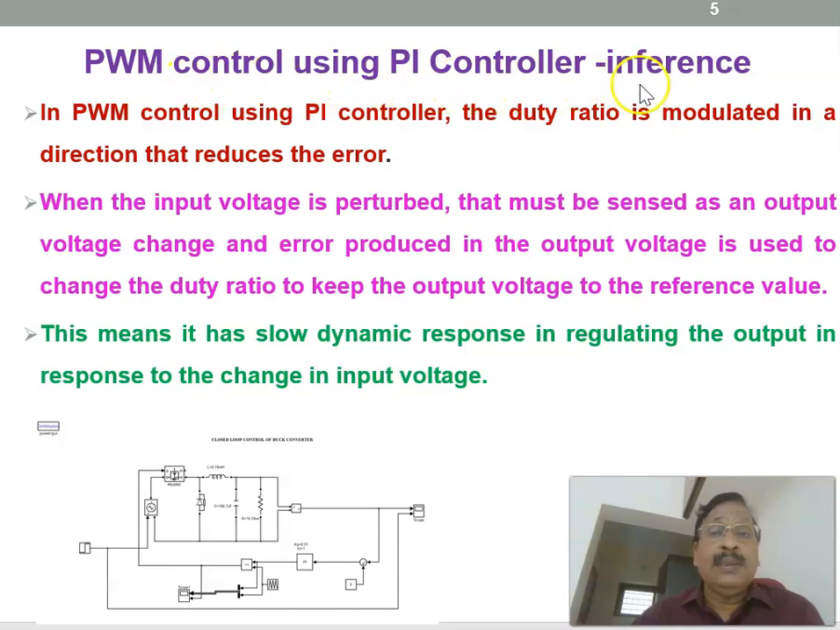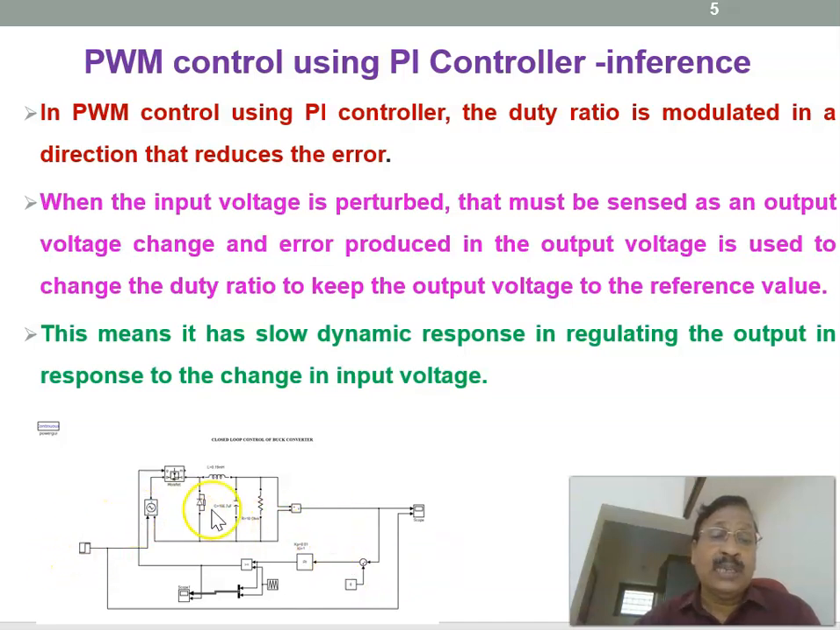Now we have already seen the PI controller, and the inference is about PWM control using a PI controller. In PWM control using the PI controller, the duty ratio is modulated in a direction that reduces the error. The PWM is modulated in such a way that the output voltage comes to the reference voltage, so that the error is minimized. When the input voltage is perturbed, for example if it suddenly changes from 15 to 20, that must be sensed as an output voltage change, and the error produced in the output voltage is used to change the duty ratio to keep the output voltage at the reference value.